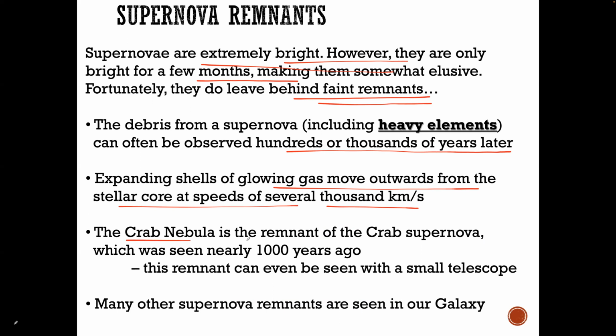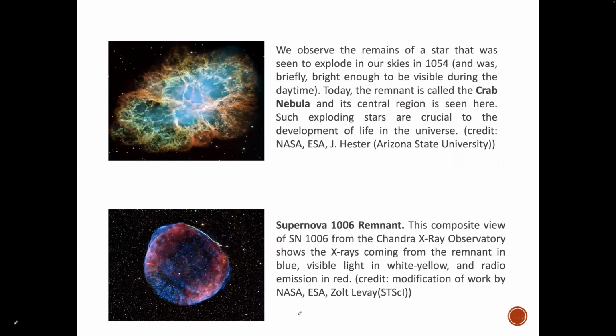For example, the Crab nebula is a remnant of the Crab supernova, which was seen around 1,000 years ago. This supernova occurred a long time ago, and we cannot see it now. However, we can see the Crab nebula, which is the remnant of the supernova, what is remaining after the supernova, right? Likewise, there are many supernova remnants that we can see even in our galaxy. Here are some examples.